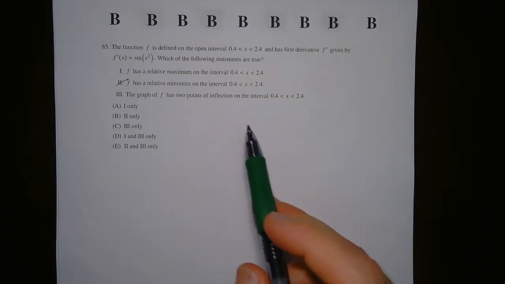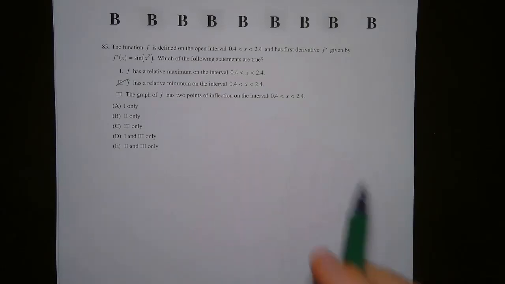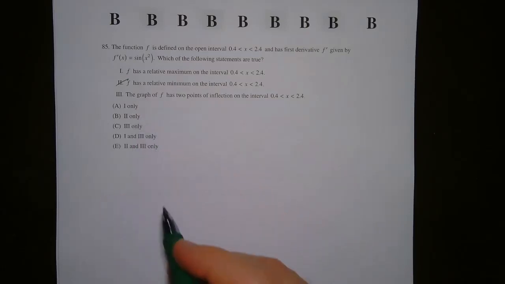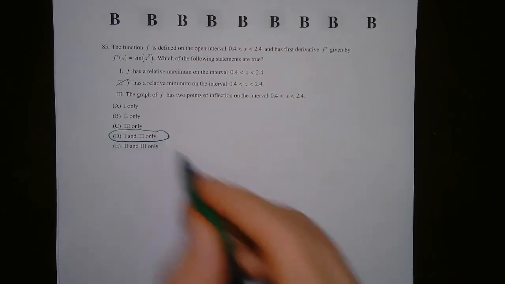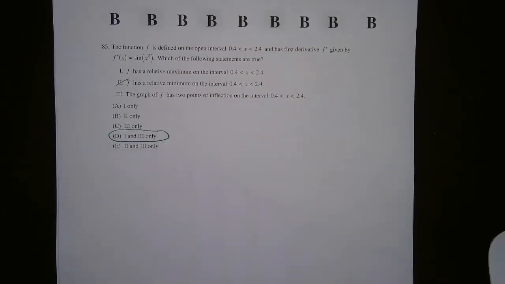So we had, and then it also changed from decreasing to increasing. So we had 2 points of inflection, okay? So the correct answer is 1 and 3 only, which would be D on this, okay? All right, let's go to 86.